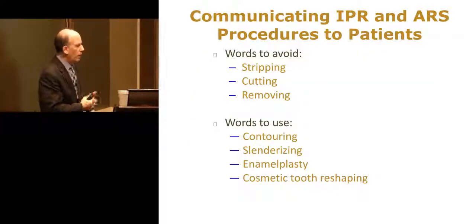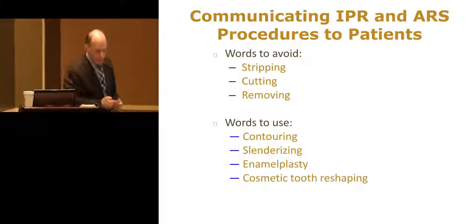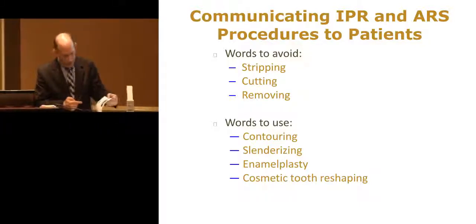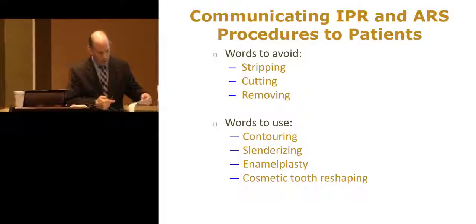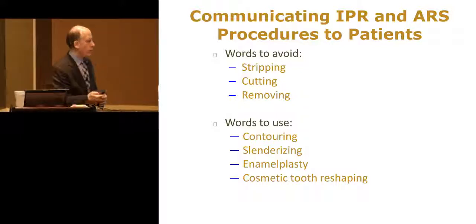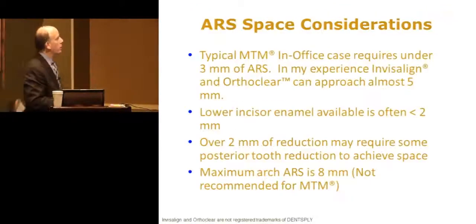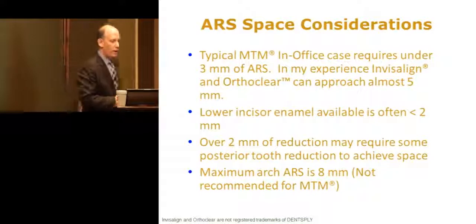So we like to say we contour, we slenderize the teeth. And I would like to think that from my standpoint, it makes a little bit of sense to think in terms of what can we do in order to make a patient happy? So the typical case in my office will have 3 millimeters or less of IPR or ARS.